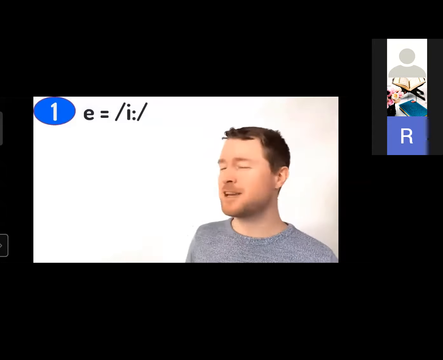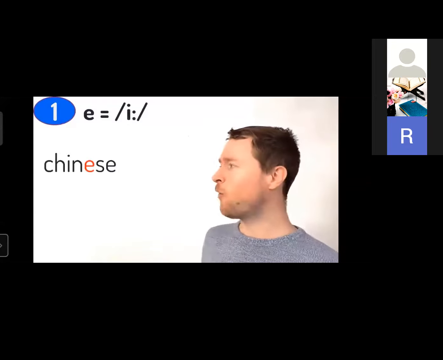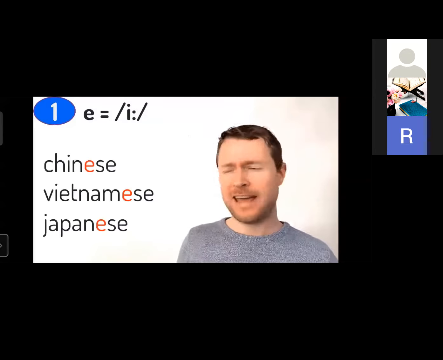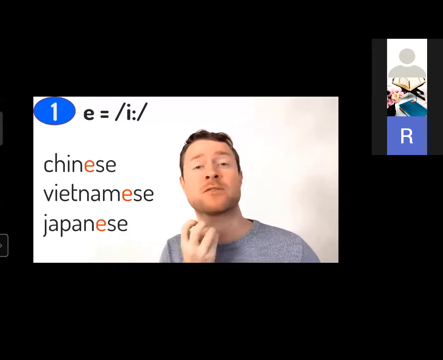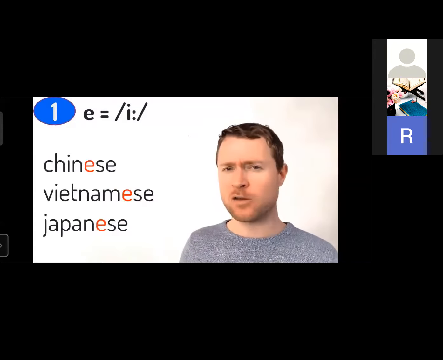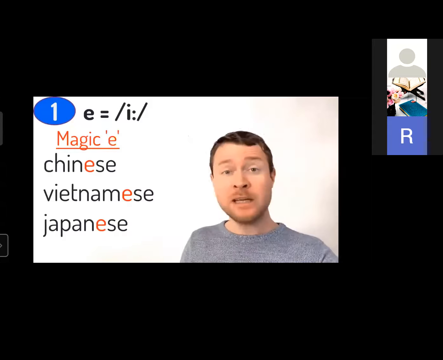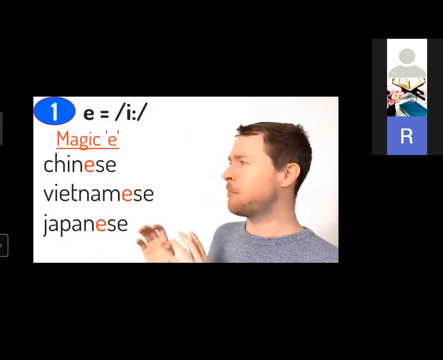You'll also find this pronunciation of the letter E in words like Chinese or Vietnamese or Japanese, okay? Any word with ESE, that ESE is pronounced ease, okay? This is because of something called magic E. Don't worry, magic E we're going to look at the end of today's lesson.